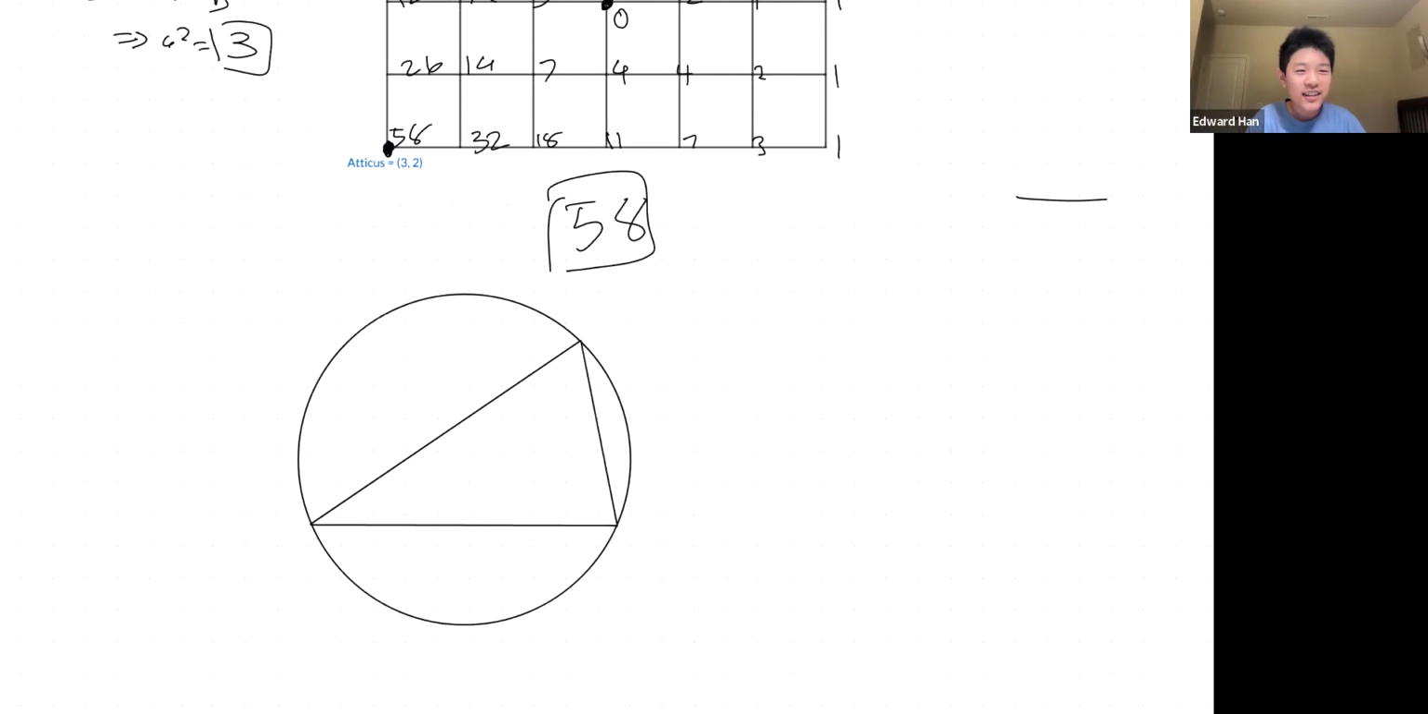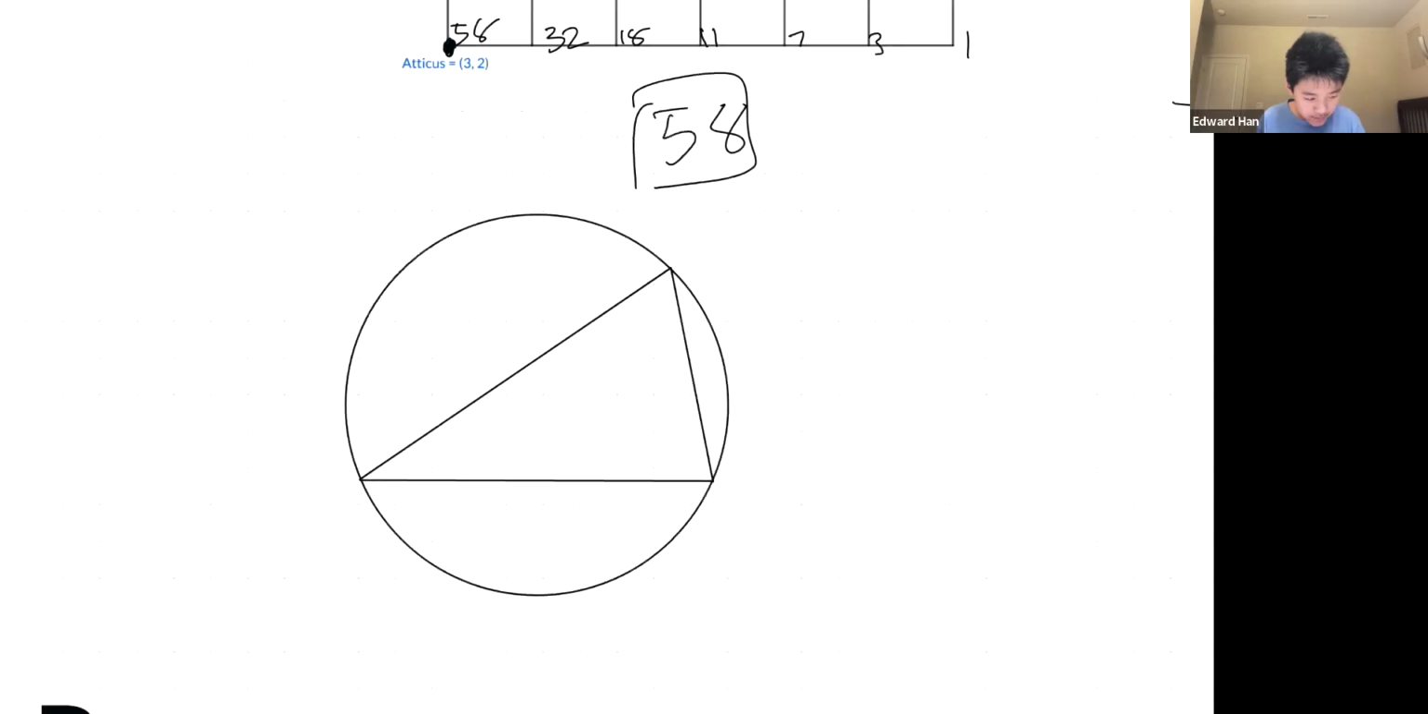Okay, so this is our diagram. Let me label the points: points A, B, and C. And this is side C, this is side A, and this is side B. So the problem gives you two pieces of information, specifically angle A over angle B equals angle B over angle C, and B squared minus A squared equals AC.